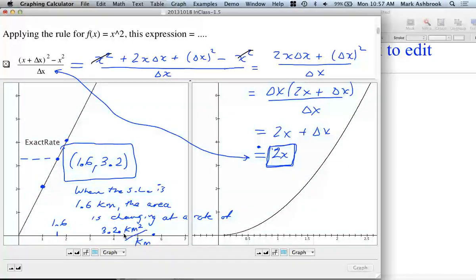As soon as we move off of 1.6 a significant amount, the rate is different. Okay? So just like we're thinking of delta x getting very small, we can think of a very small interval of side length around 1.6. And for that very small interval, the area is changing 3.2 kilometers squared for every unit of side length that it increases. Okay, and we'll keep going over that. Does anybody have a question on that? Does it make sense?